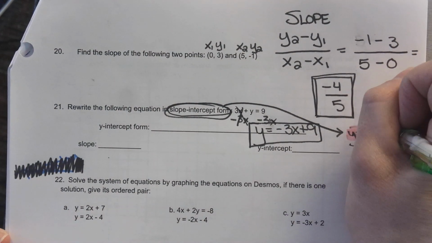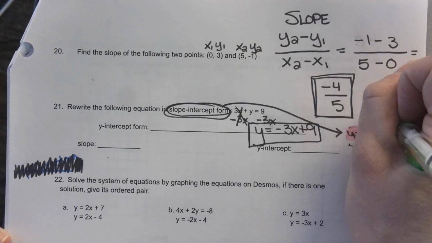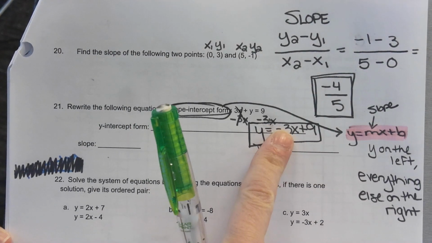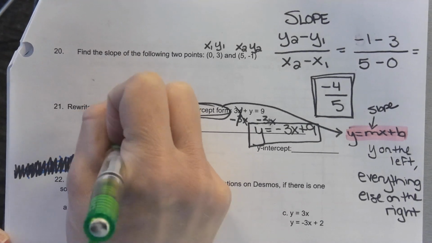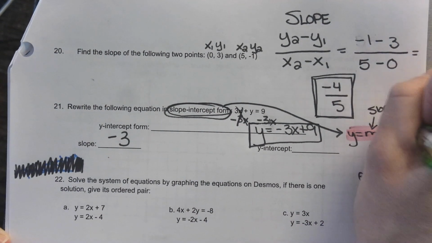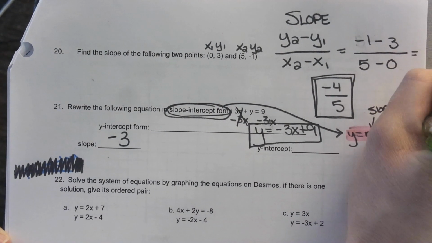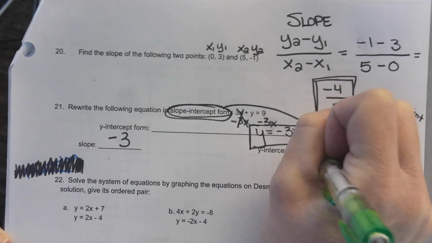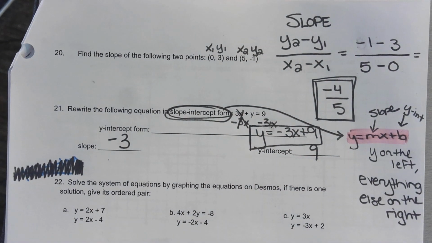Okay, so m is your slope. So what's my slope in this equation? Negative 3. Negative 3, good job taking the sign with it. And then b is your y-intercept. So 9. How do we feel about that one, okay?